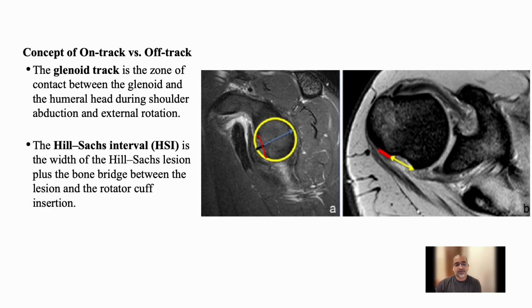The Hill-Sachs interval is the width. If you can see, this is the width of the Hill-Sachs lesion. If we add the bony bridge, which is there between the Hill-Sachs defect and the rotator cuff insertion, then we get this entire length, which is the Hill-Sachs interval. And the other thing is the glenoid tract. The glenoid tract is the zone of contact of the glenoid and humeral head during abduction and external rotation.